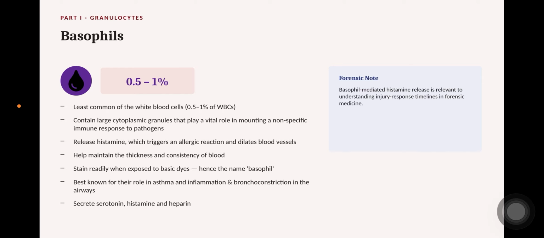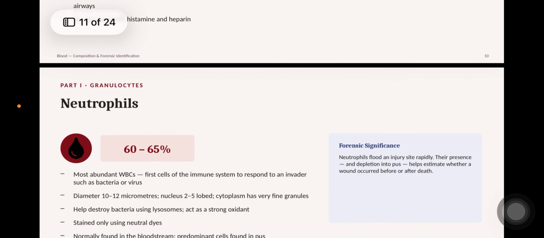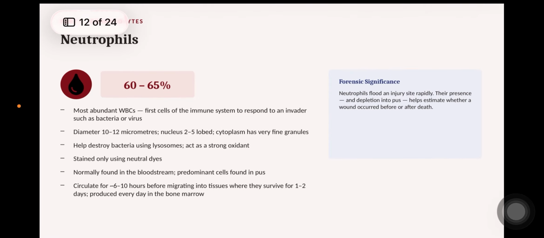Basophil mediated histamine release is relevant to understanding injury response timelines in forensic medicine. Next, we have neutrophils. They are the most abundant WBCs, first cells of the immune system to respond to an invader such as bacteria or virus. They constitute 60 to 65% of leukocytes. Their diameter is 10 to 12 micrometers, nucleus is 2 to 5 lobed, cytoplasm has very fine granules.